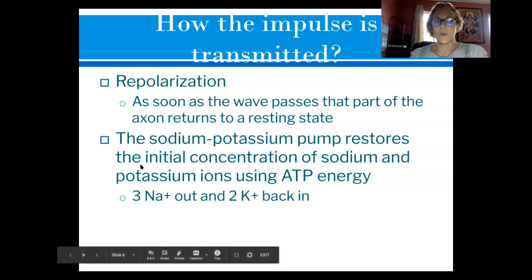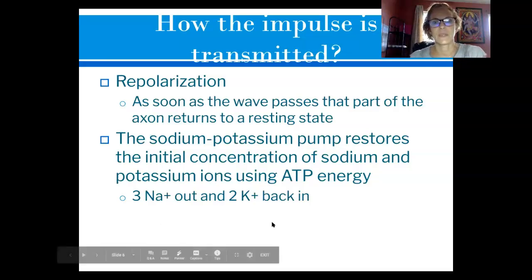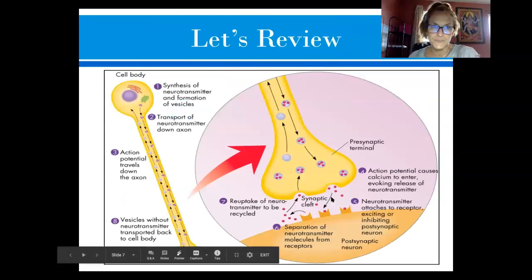When the sodium potassium pump is active, 3 sodium move out, Na plus, OUT, 3 sodium go out, 2 K plus, IN, 2 potassium go in. That's a little mnemonic you can use.